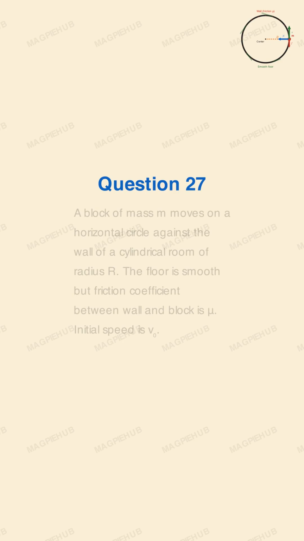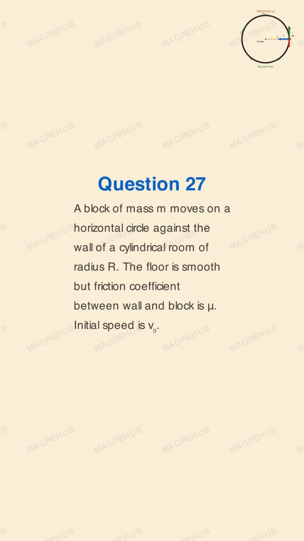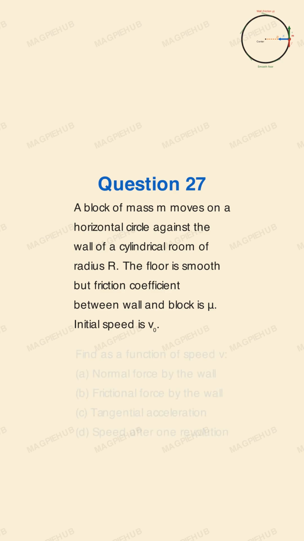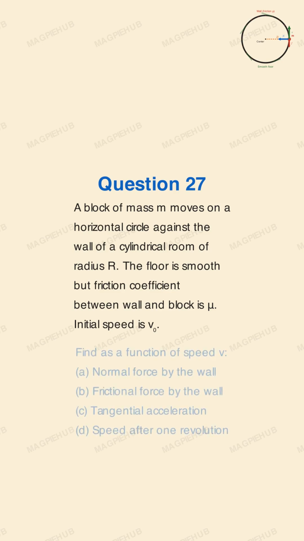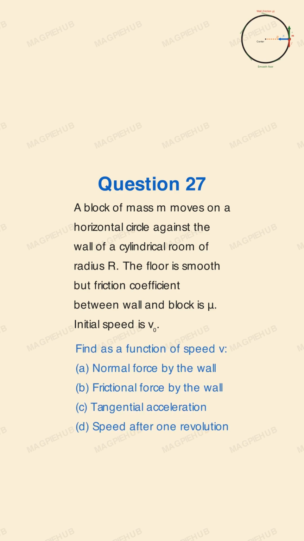The question. A block of mass m moves on a horizontal circle against the wall of a cylindrical room of radius r. The floor is smooth, but the friction coefficient between the wall and the block is mu. The block is given an initial speed v0. As a function of speed v, find, part A, the normal force by the wall on the block. Part B, the frictional force by the wall. Part C, the tangential acceleration of the block. And part D, integrate the tangential acceleration to find the speed of the block after one full revolution.